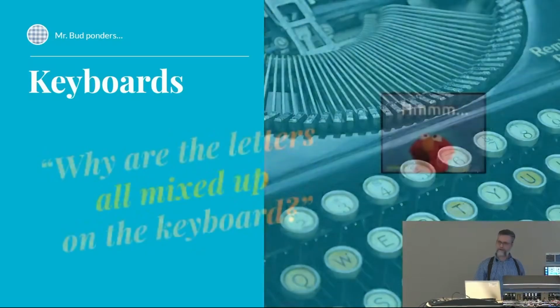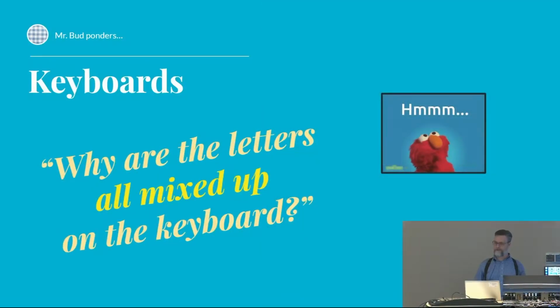So Mr. Bud ponders, why are the letters all mixed up on the keyboard? Why don't we just go A, B, C? After all, we all do it with one thumb or two or fingers. Why is it all mixed up? You want your stronger fingers to work with the most common letters. There you go. If you're going to hunt and peck, you need the common letters easy to get to, right?